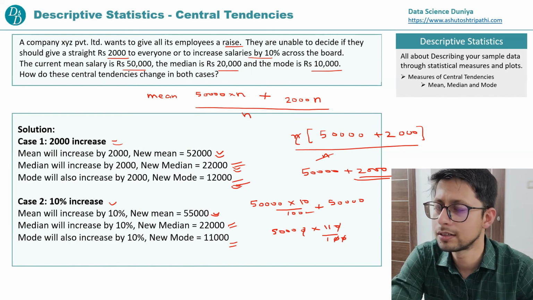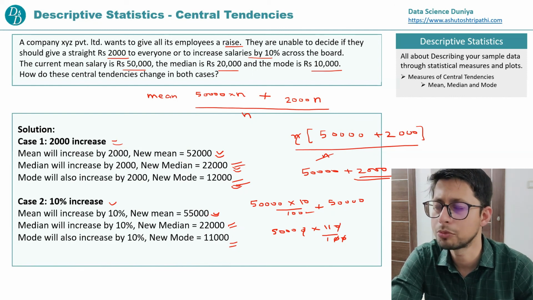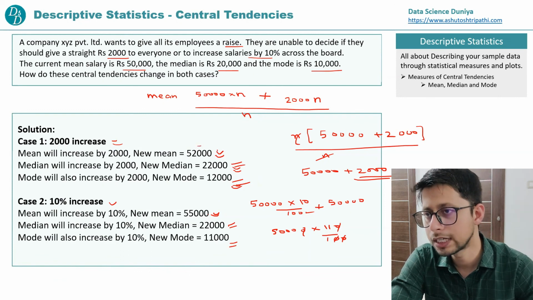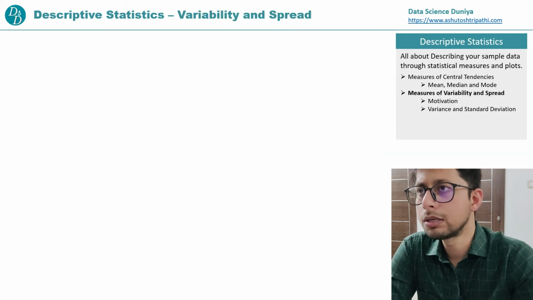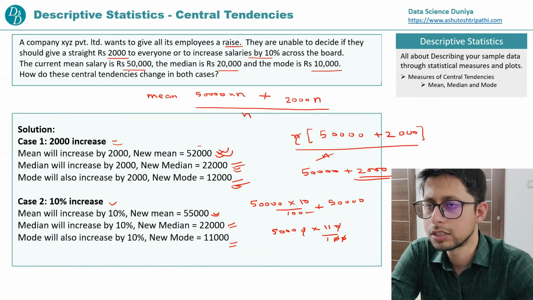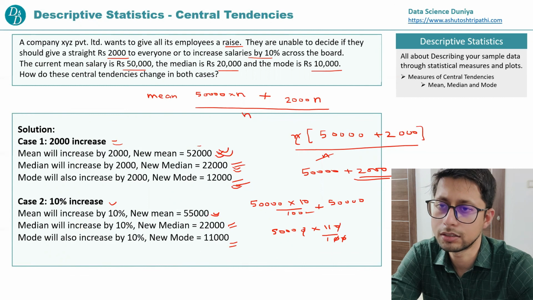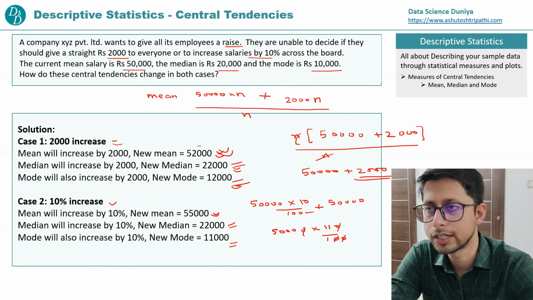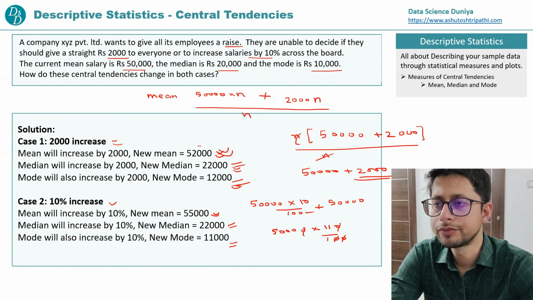But this decision depends on various other factors also. If you talk about normal mean, median, mode, then of course the mean salary is incremented by 5,000 here, but here the increment is only 2,000. So that's where the company may decide to go with the 2,000 increase. So guys, that's all about mean, median, mode, your central tendencies. In the next video we'll talk about measures of variability and spread, where variance, standard deviation, range, quartile, and interquartile range come in. Okay, so that's it. Thank you for watching.